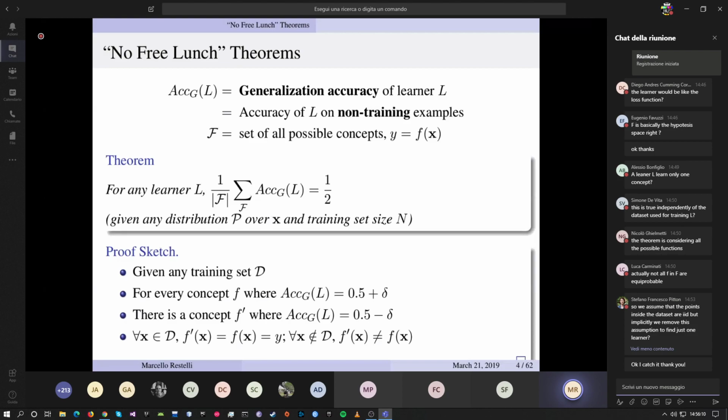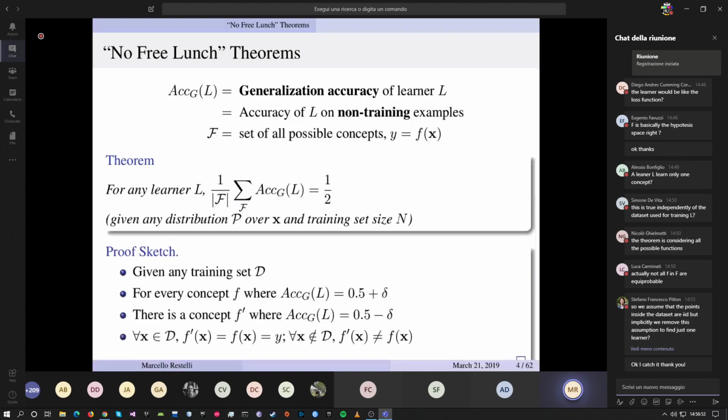In my opinion, the best way to understand the proof is the following. Suppose that you have an input space with size n, so the input space can have only n different values. And suppose that you have a dataset of n minus 1 values. Perfect. So now over these n minus 1 samples, you can build the learner that you want, the model that you want. And this model will make a prediction over the only single point that you do not observe. Of course, if any function is possible, this single point can be of class 1 or of class 2.